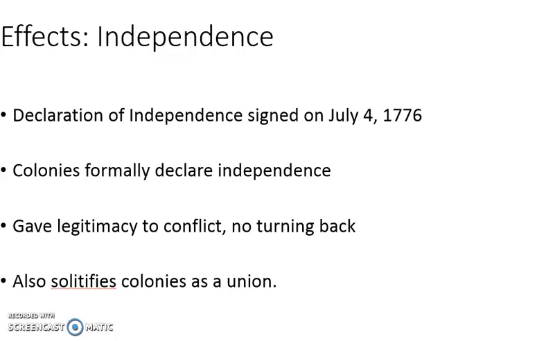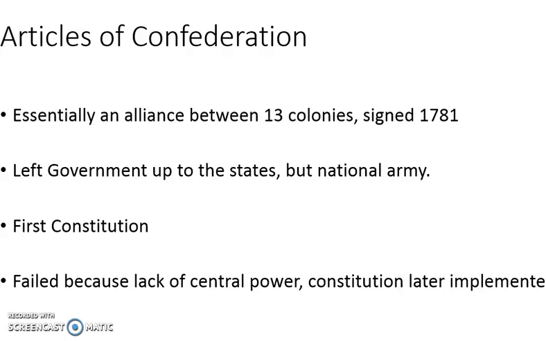The next effect of the revolution would be the Articles of Confederation. It was almost like an alliance between the 13 colonies. It was signed in 1781. It left most roles of government up to the colonies, or eventually the states, except that there was one national army, kind of, I guess.